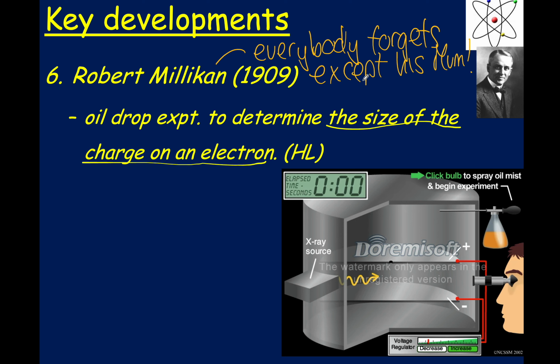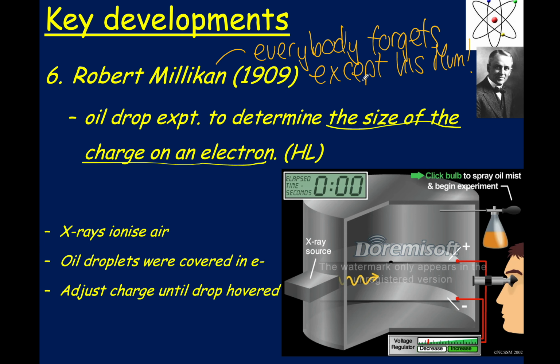Okay, so he determined the size of the charge of an electron. This is just telling you how he did it. He used X-rays to ionize the air. These oil droplets were covered in electrons. He adjusted the charge until the drop hovered, and then he used that in his maths.